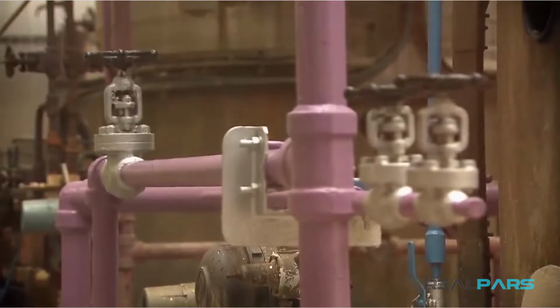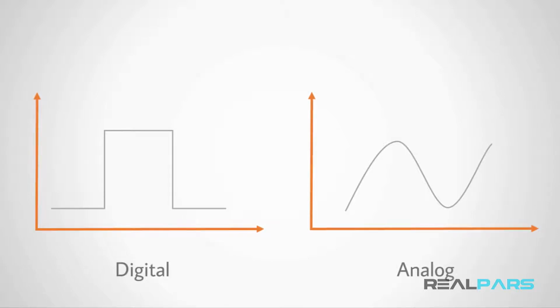So, to conclude what we've learned in this lesson, we have two types of signals that are widely used in the industries: digital signals and analog signals. A digital signal can only hold 0 or 1 values, but an analog signal can potentially vary in a certain range and can hold any value within it.